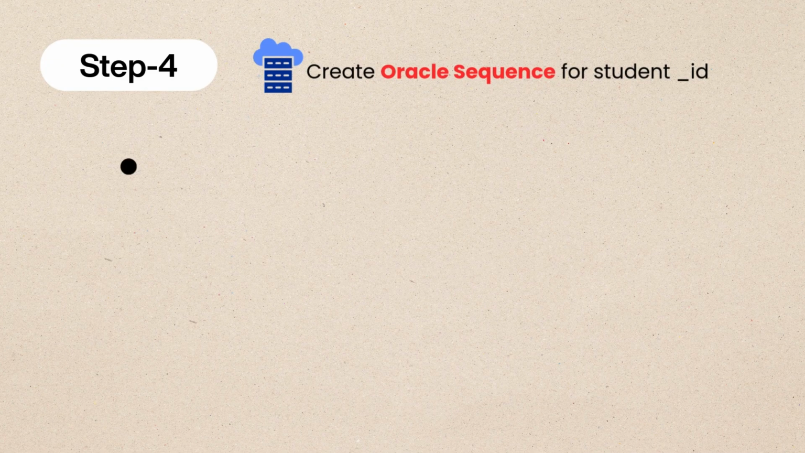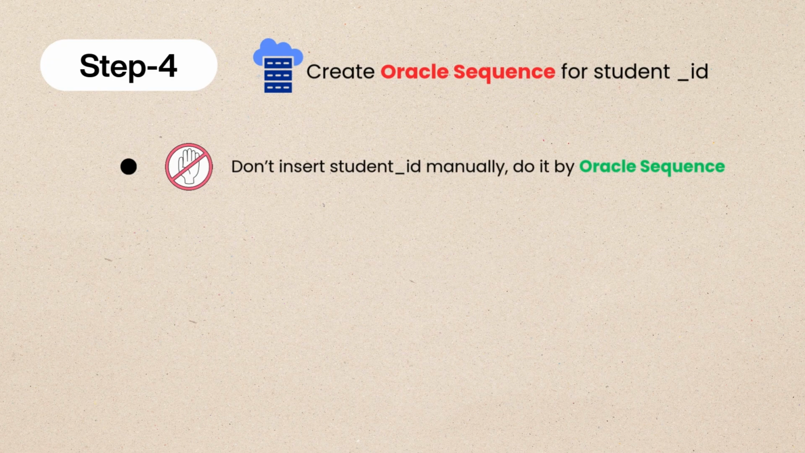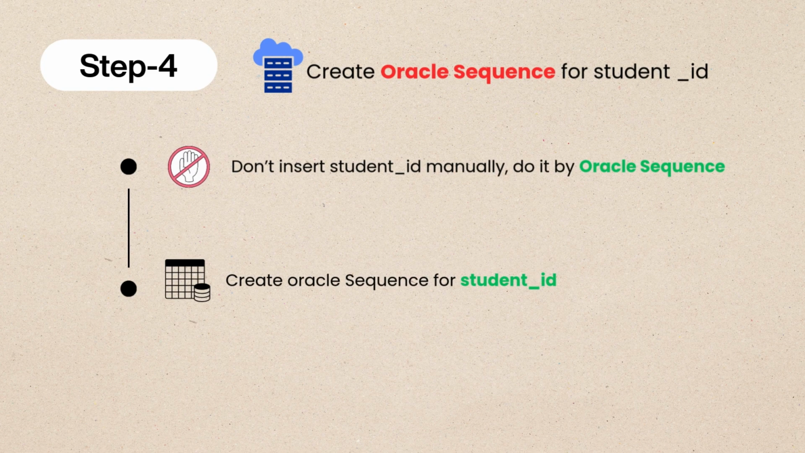Step 4 is to create a sequence for the student ID. In our application, we do not insert the student ID manually. It should be generated automatically by the system, which is the professional approach that we're gonna follow. That is why we create a sequence for student ID. This sequence generates the next student ID automatically based on the previous generated value.